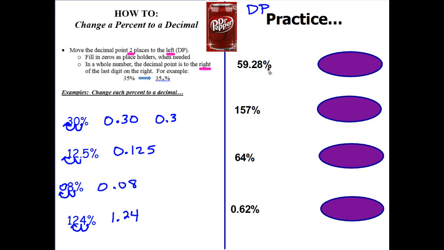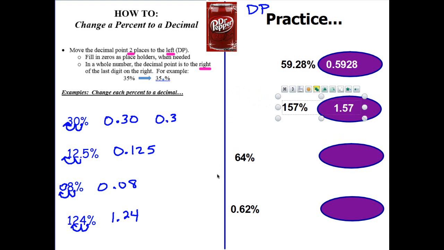59 and 28 hundredths percent. We want to write this as a decimal number. Did you get this right here, 0.5928? 5,928 ten-thousandths is how you would say that. The next one, 157%. Recognize that it is greater than 100, so you are going to have a whole number in your answer. There we go. 1 and 57 hundredths. 64% becomes 64 hundredths. And this one is 62 hundredths percent. It's not 64%, it's 62 hundredths percent.